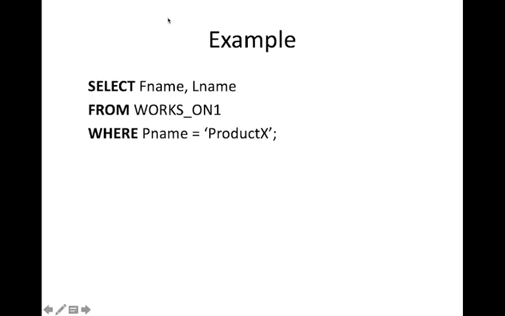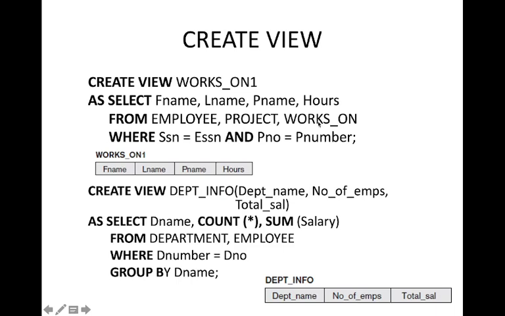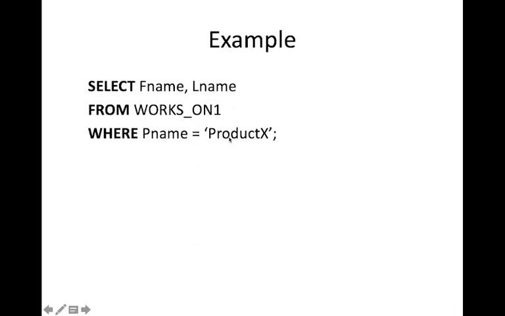Then if you want to have some queries like this, select first name and last name from works on, who is working on this project name. We can simply query this works on rather than writing this complex query combining all these tables. I have to find out the persons who are working in a particular project, that is product X. So I can simply write a query like this. If we create a view like this, we can simply query like this. Okay, so it is easier to write select from where statements if we create such kind of views.